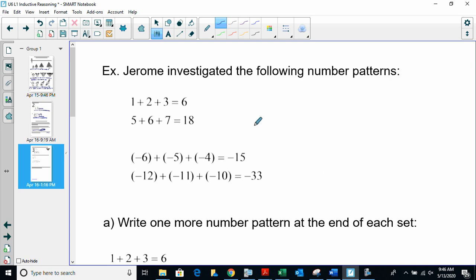So you can say that this will be the conjecture: when adding 3 consecutive integers, the result will be triple the middle integer. This will be the conjecture here.